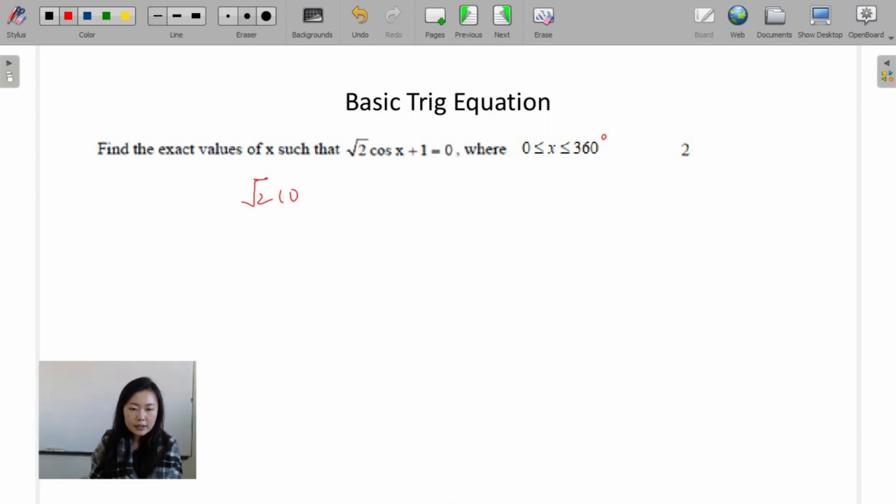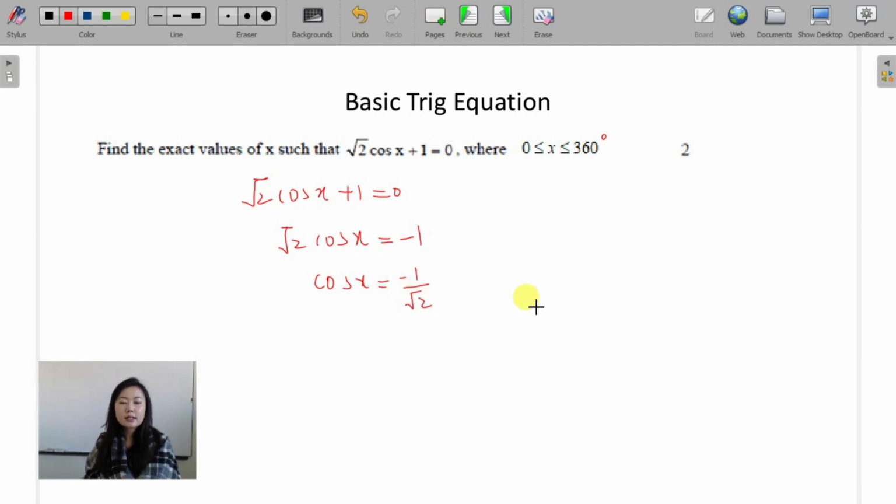Let me just copy the question. I'm going to move the 1 across first, then divide by root 2 across. All right, so that's it. Now, a lot of people make the mistake of just throwing this into the calculator. The calculator will give you an answer, but not necessarily the answer within the domain, and not necessarily all the answers. So I'm going to help you figure out how to use the calculator properly in conjunction with the previous knowledge.